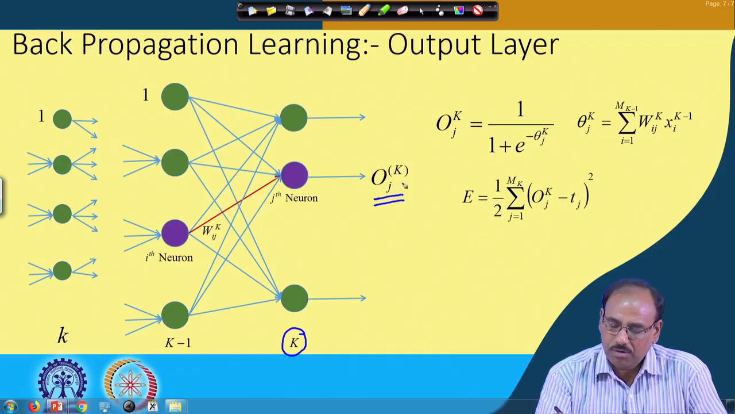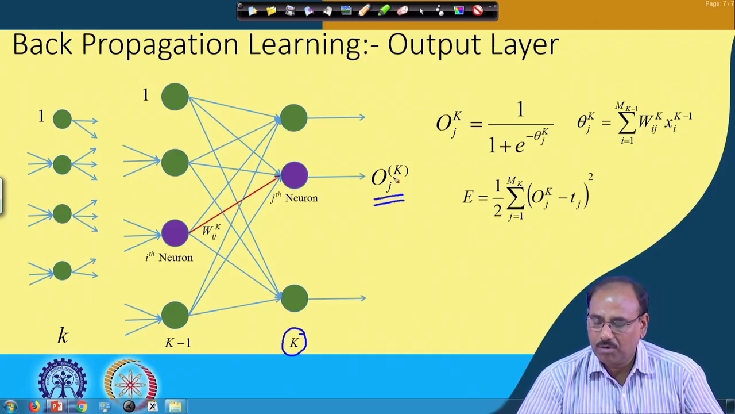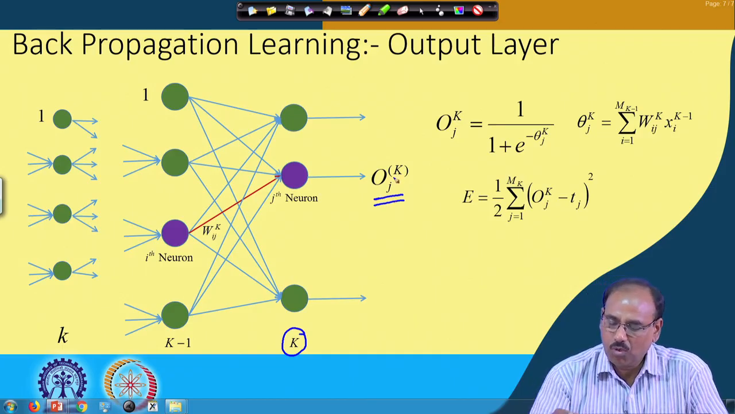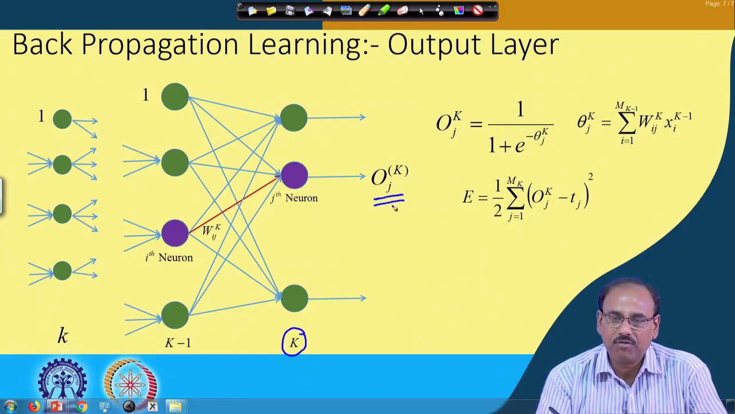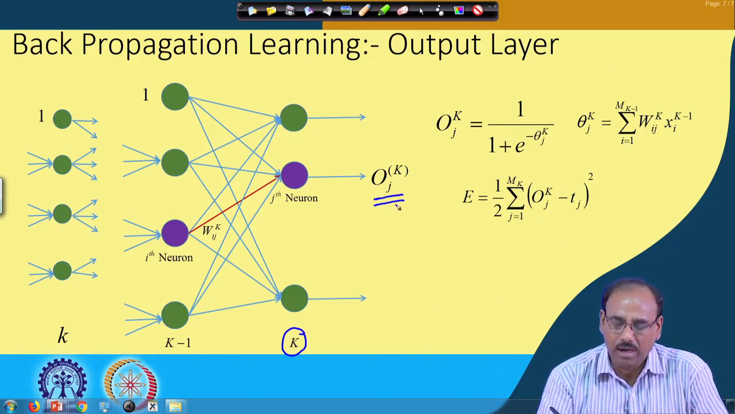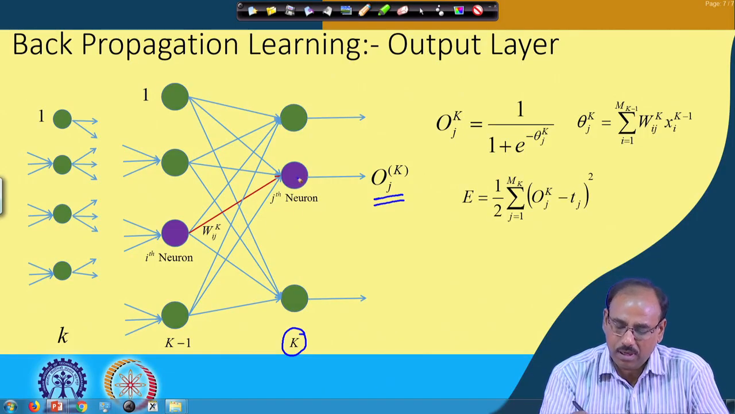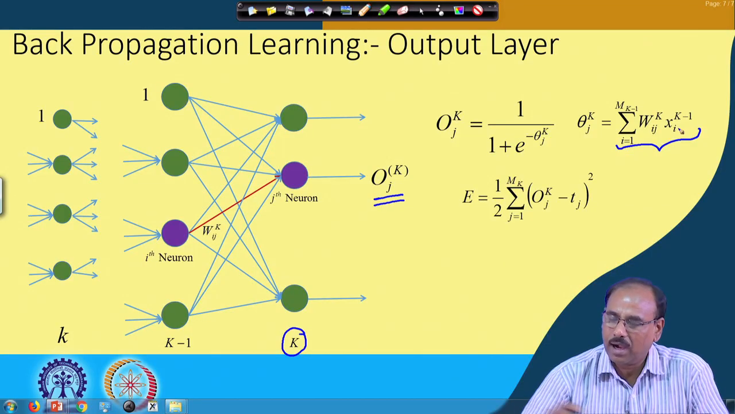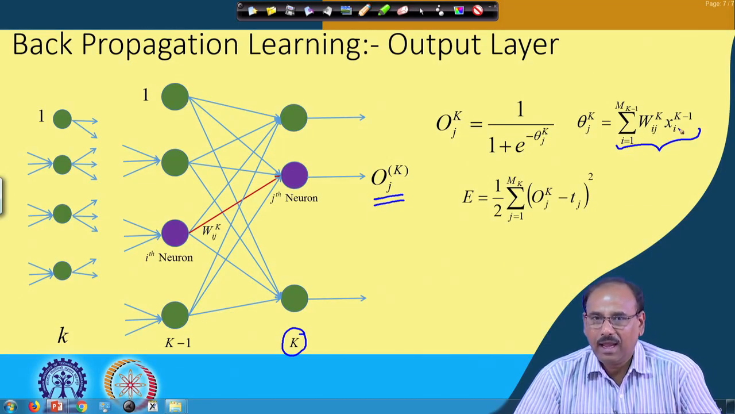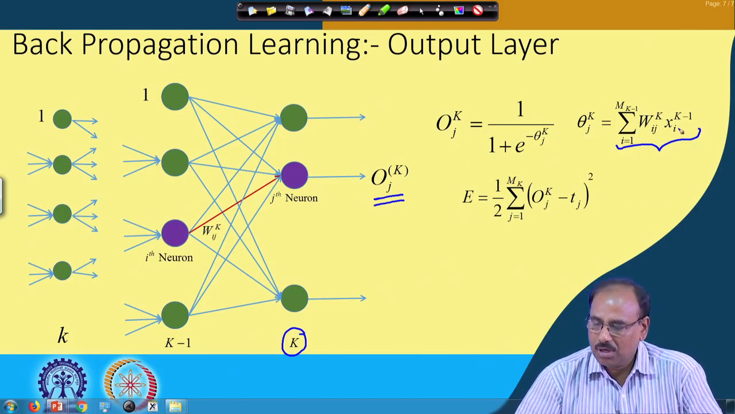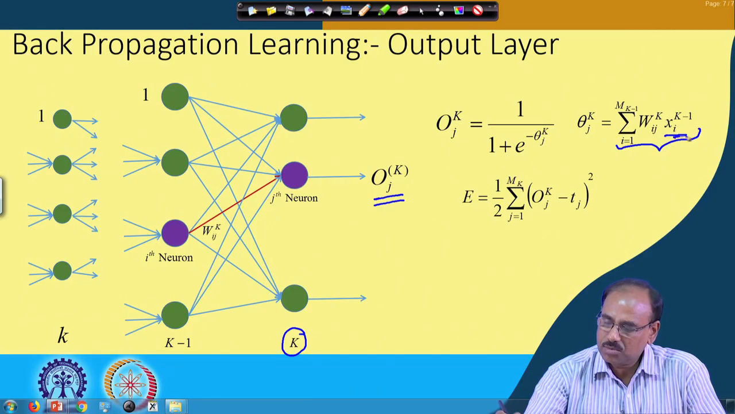And from our previous discussion, you can recollect that Ojk is a sigmoidal function. It is the sigmoidal function of the weighted sum of the inputs which are coming to the jth neuron. So, that weighted sum of the inputs I am representing as Wij xi^(k-1). What is this xi^(k-1)?